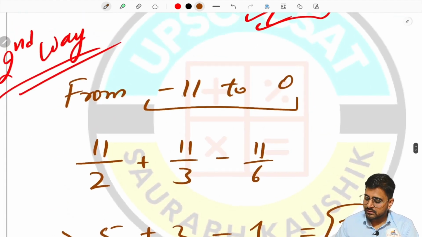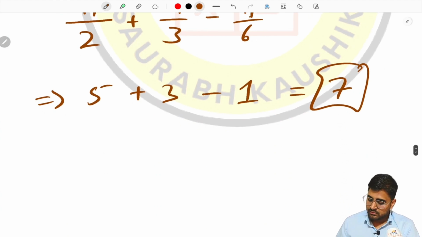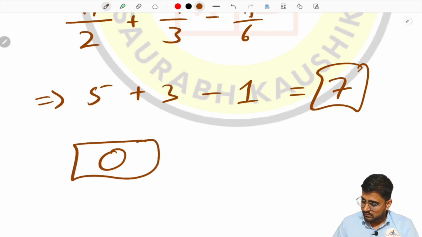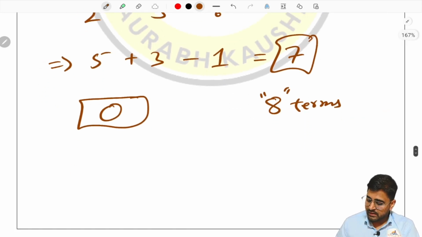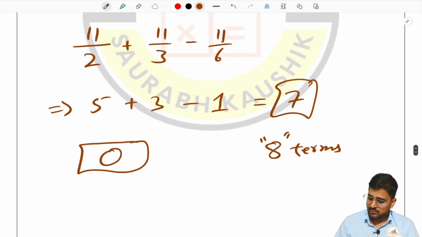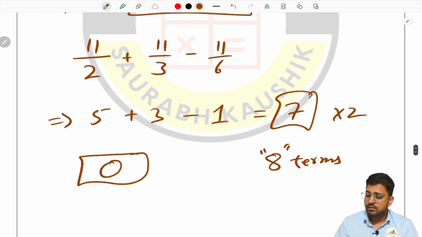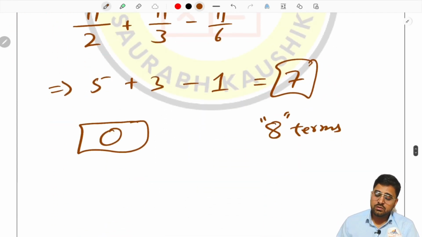Now we have taken minus 11 to 0, but didn't consider the 0. And 0 is also there. Means now 8 terms including 0. We have the 8 terms. If you have some knowledge, you can just multiply by 2, because it is also going from 0 to 11. But to show you, now we have covered minus 11 to 0.